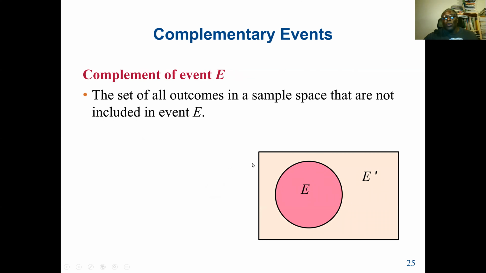Then the second is the complement events. So we said a set of all outcomes in a sample space that are not included in event E. So if I have event E here, then the rest of the universal set will be in not event E. So this is complement. The apostrophe is complement.